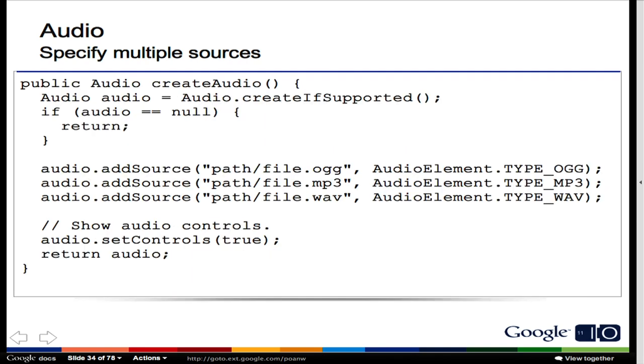So in GWT, we create our audio widget. It is a widget, you can attach it to the page, and we add 3 sources to it. You can see we've static typed the types. So we add our 3 sources. Optionally, you can set controls and return the audio. Very straightforward, very easy to do.